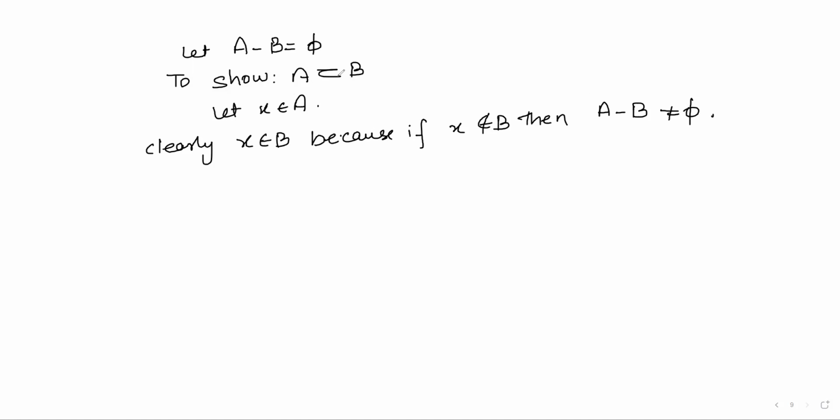We need to show this, A is a subset of B. Now let x belong to A. So x should also belong to B, because A minus B is equal to the null set. Therefore, A minus B is equal to the null set implies A is a subset of B. So whenever first is true, second is true. Whenever second is true, the first is true. That's why first and second are equivalent. Please note this, then we will start the next one.